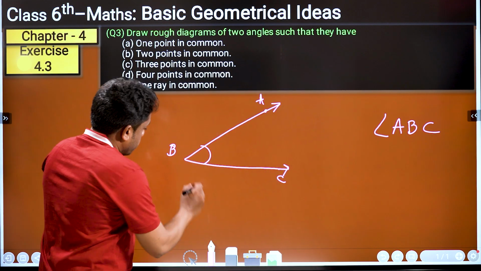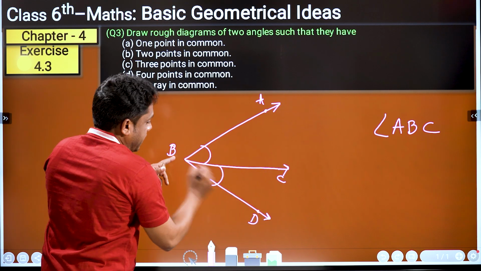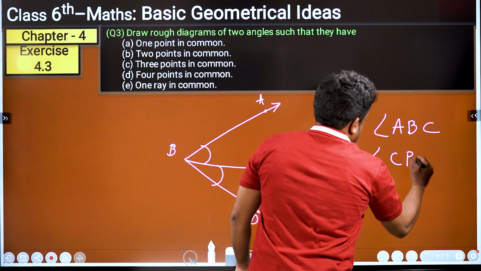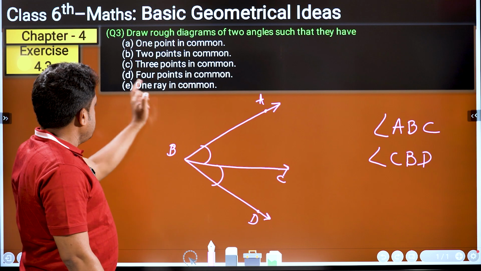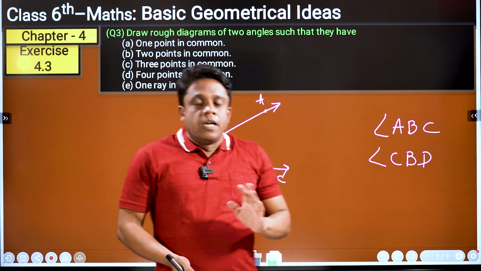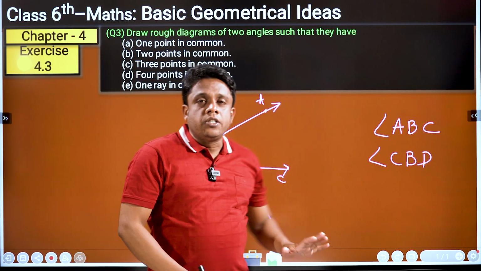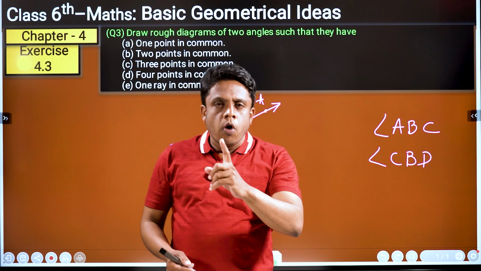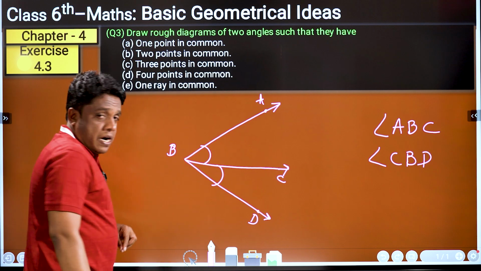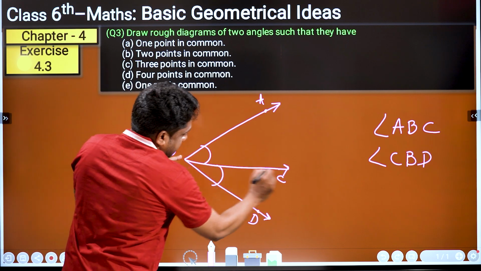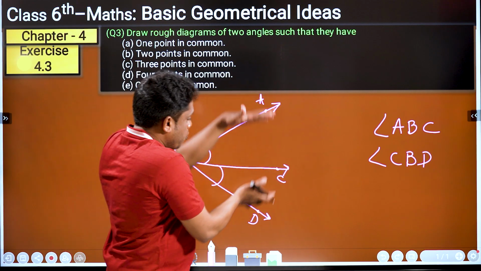For another angle, how do you write? Like this, correct? So this is your another angle, that is CBD. So now we have drawn two angles. Now our task is to find one ray in common. That means we have two angles, but in these two angles we should have one ray in common. Look at here. We have three rays, right? But this ray BC is common for both of these angles.